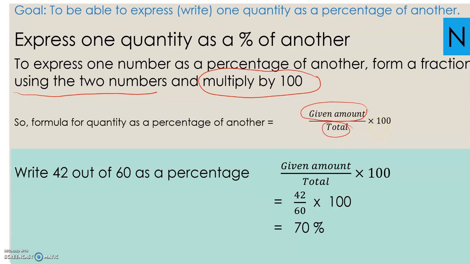So if I sat a test and I got 42 out of 60, what is that as a percentage? My given amount there is 42. The total I could have got on the test was 60. So 42 over 60, and then you times it by 100. Now you can simplify this any way you like. You can either put 42 divided by 60 in your calculator and then times it by 100, or you can just put a denominator here as 1, and then you can simplify how you normally simplify when you're multiplying fractions. Regardless, you should always get the same answer, which is 70%.